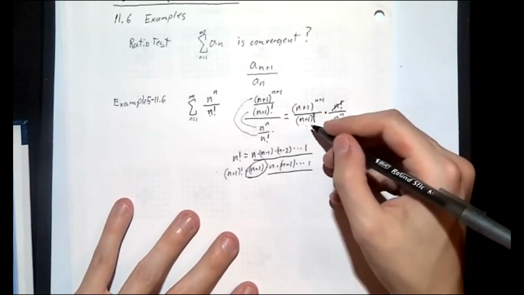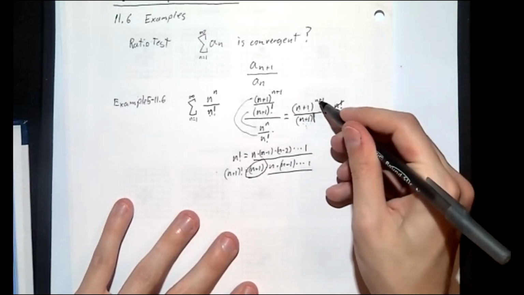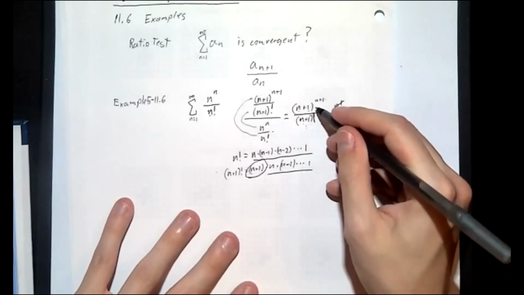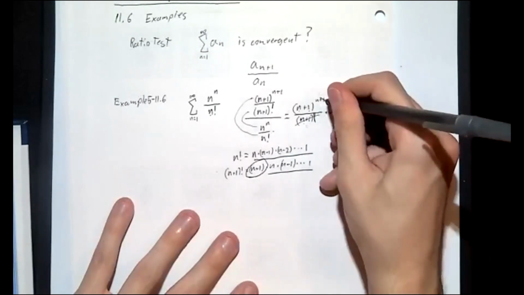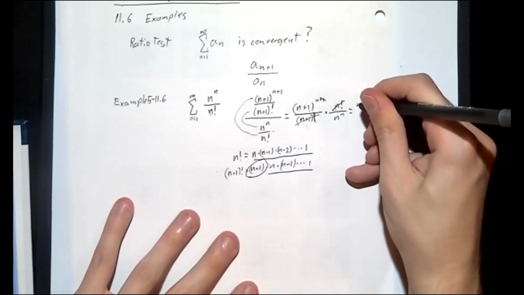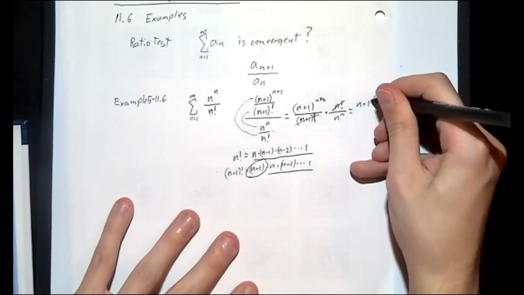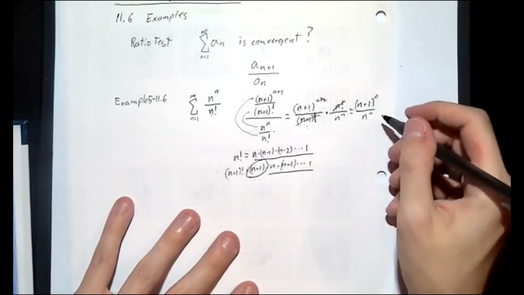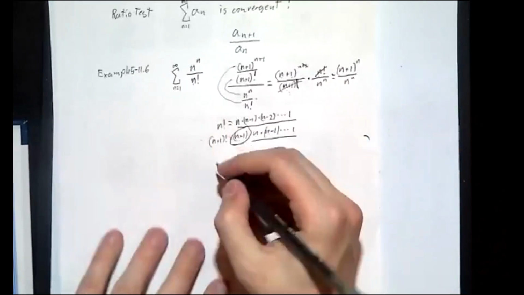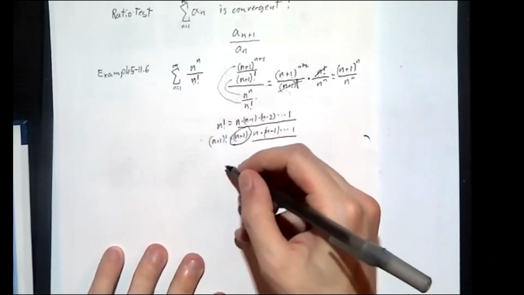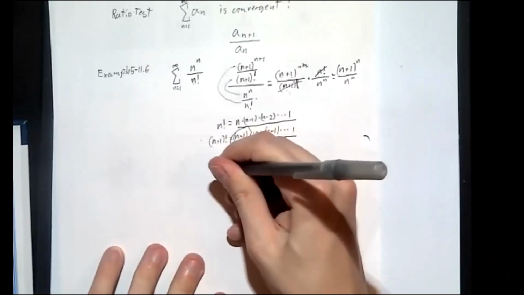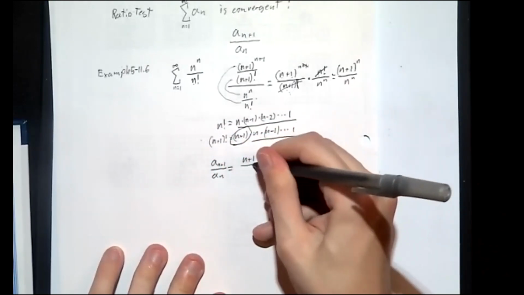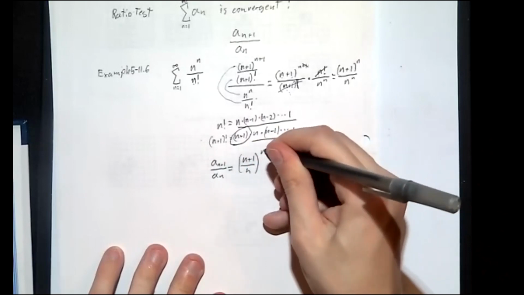Now that we have n plus 1, we have n plus 1 to the n plus 1 over n plus 1. This is to the first power, so we can subtract one of those, and now we're left with n plus 1 to the n over n to the n. So we have the same power. So in the end, the ratio test: a sub n plus 1 over a sub n is equal to n plus 1 over n, all to the n.